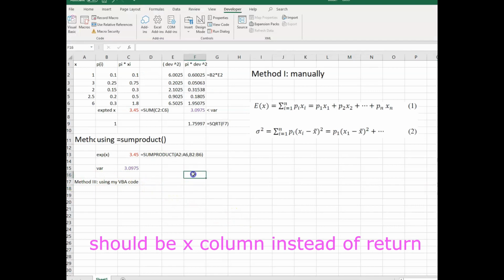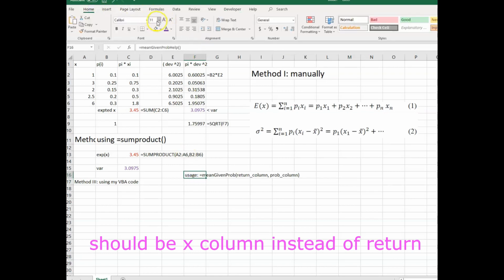So this is method 3. Equals mean, you type mean given. You see there are two functions. Let's try this help function. Given probability and left, right parentheses. There's no input, and it will offer the usage.